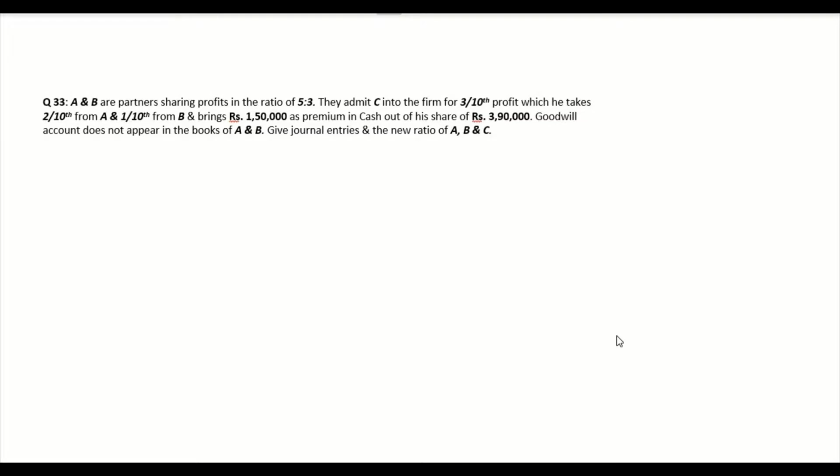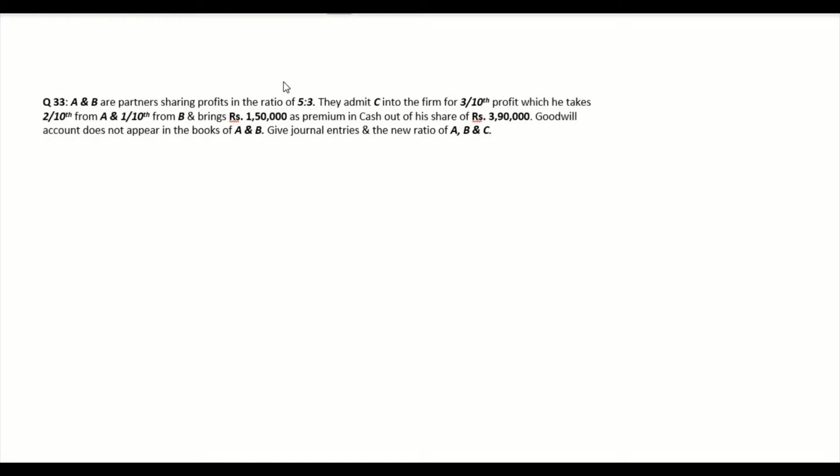Question number 33. A and B are partners sharing profits in the ratio 5:3. They admit C into the firm for 3/10 profit, which he takes 2/10 from A and 1/10 from B, and brings rupees 1,50,000 as premium in cash out of his share of rupees 3,90,000. Goodwill account does not appear in the books of A and B. Give journal entries and the new ratio of A, B and C.